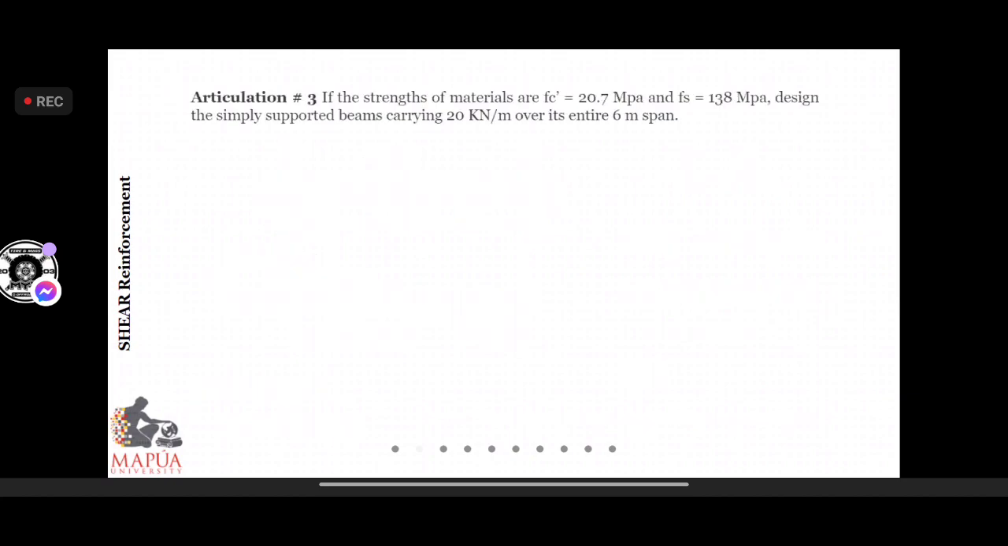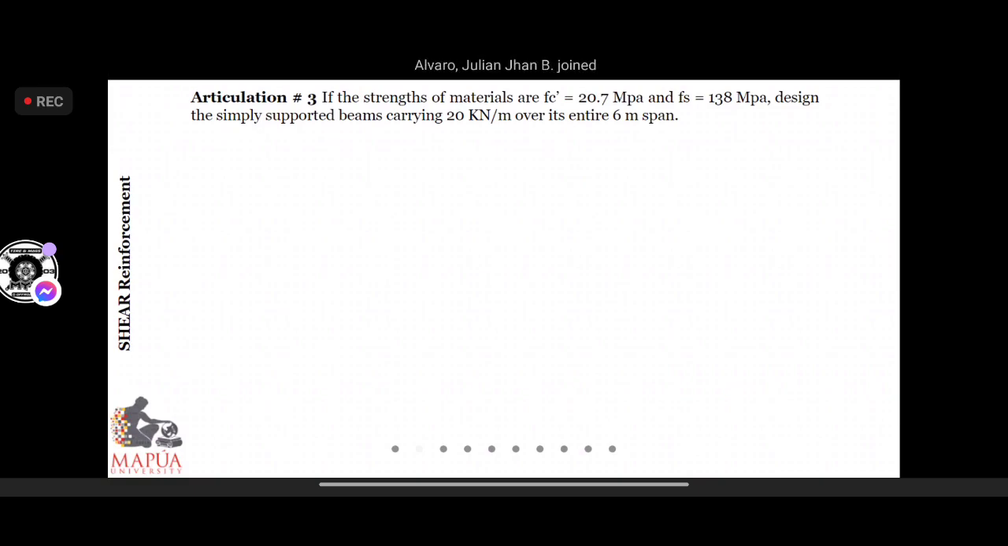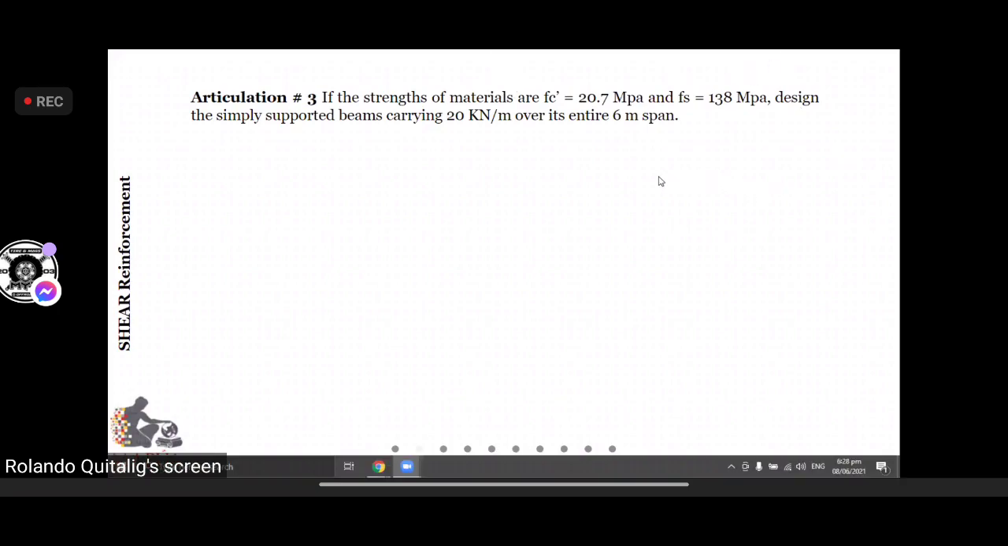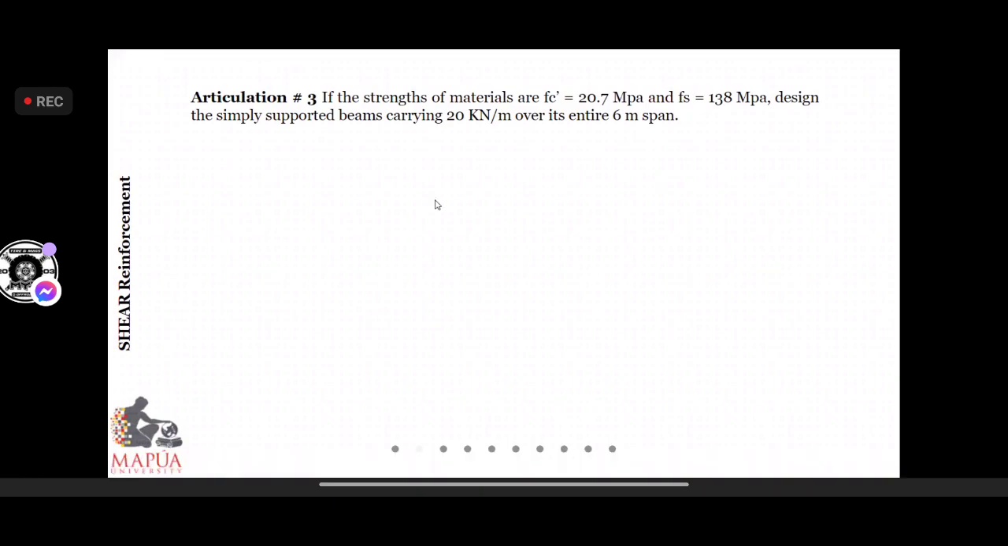Okay. So this will be the articulation number 3. If the strengths of materials are given, design the simply supported beam carrying 20 kilonewton per meter over its entire 6 meter span. Even without dwelling on the diagram of the beam, we are dealing with a simply supported beam carrying a uniformly distributed load over the entire span.